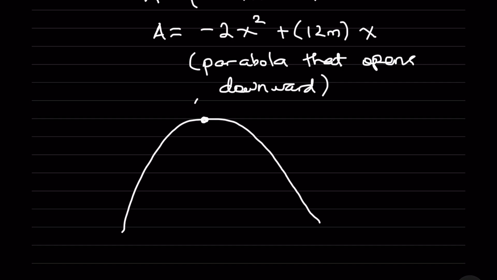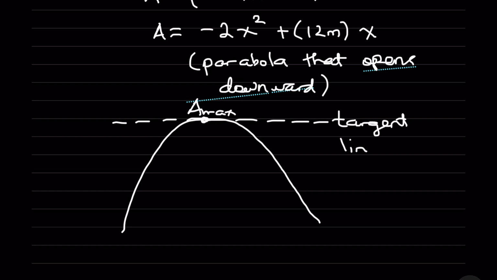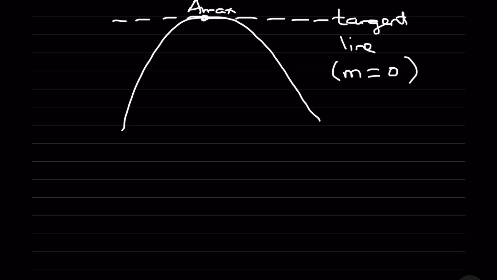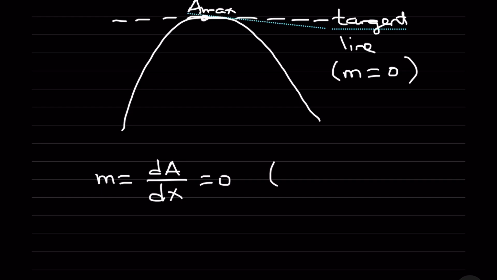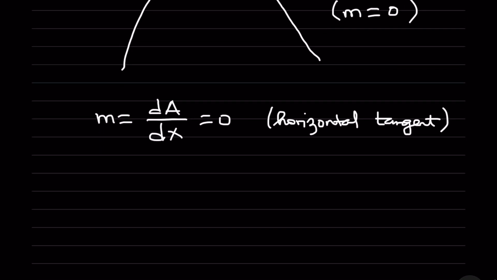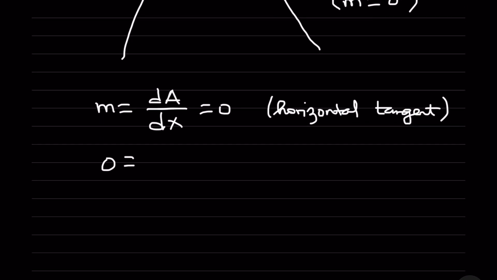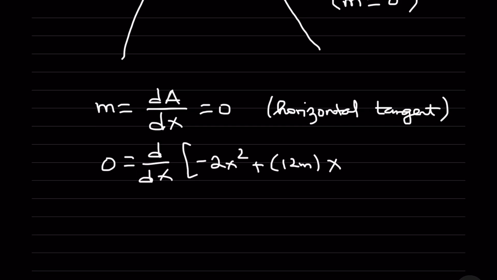The coefficient is negative, so it is a parabola that opens downward. So the maximum area that we are concerned with is at the tip or the vertex of this parabola. So to find that, we take note that if we construct a tangent line that intersects the maximum area, the slope of that tangent line is equal to 0. So if we differentiate the equation for the area with respect to x, we will find the equation for the slope. We equate that to 0 so that we will have a horizontal tangent.